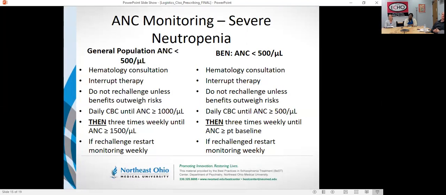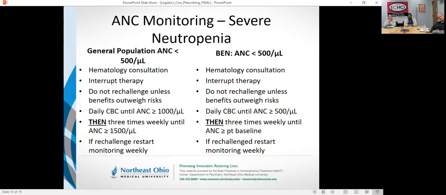For patients that progress to severe neutropenia with their ANC counts less than 500, a hematology consultation is recommended, and they recommend interrupting therapy at this point. Increase the frequency of monitoring to daily until the ANC is over 1,000 in the general population or over 500 in the BEN population, then 3 times weekly until they get back above either 1,500 or the 1,000 mark.